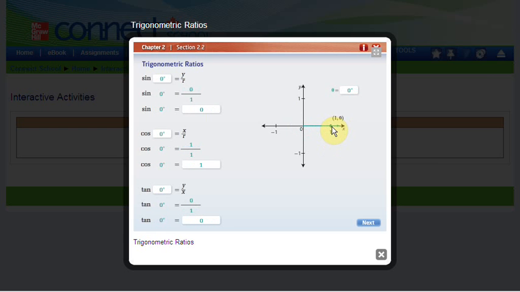It's Mr. Lee here, trying to show you that little computer program to show you the ratios for the quadrantal angles. So I thought I'd try to show that to you now. I hope you have your notes in front of you.